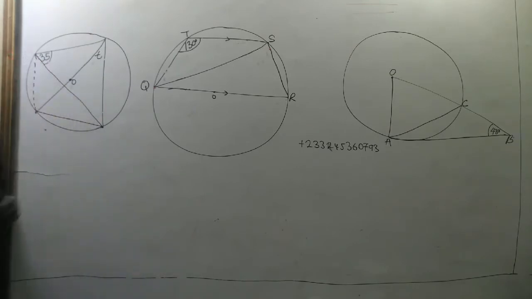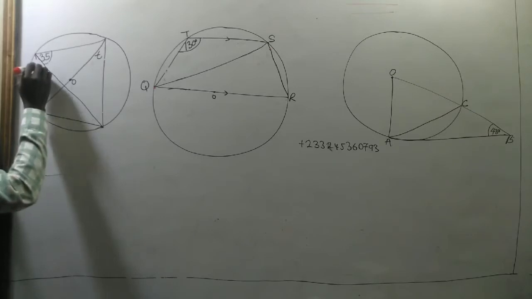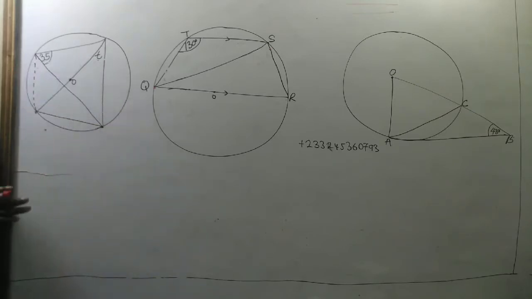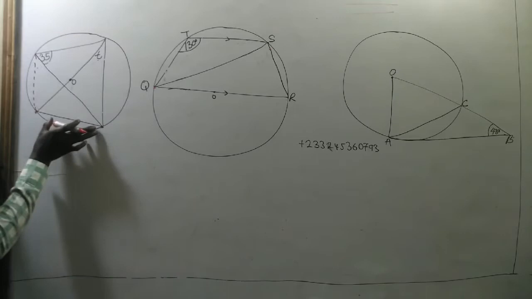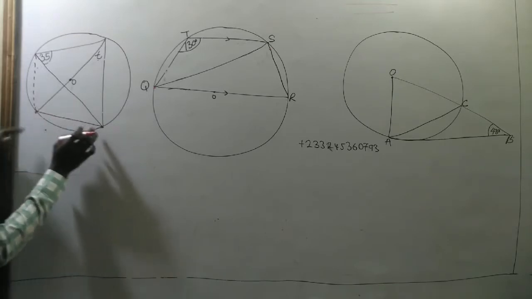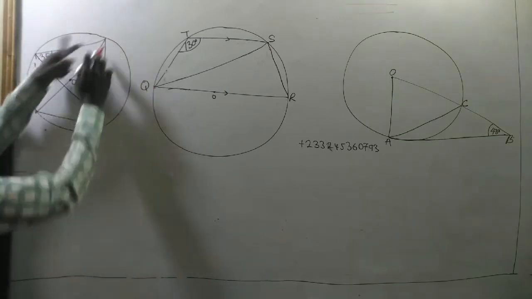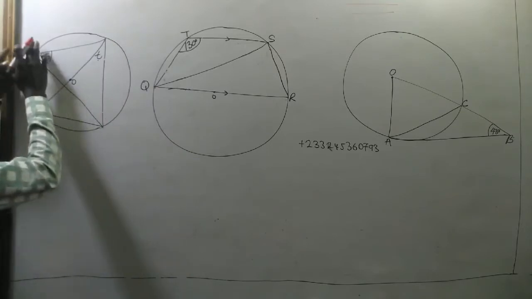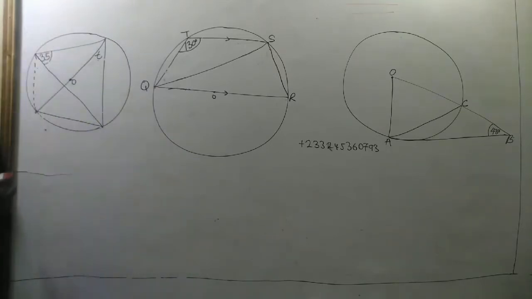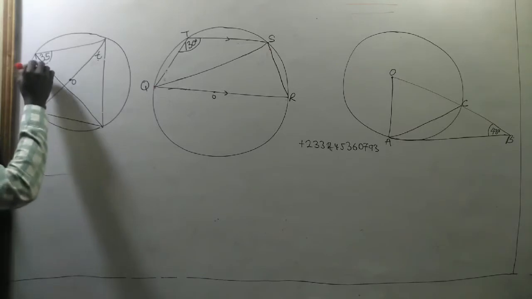Very simple as that. When we join it, this angle and this angle become what? The same, because they are from the same chord. This chord has formed this, and this one has formed this on the circumference in the same segment. So the angle here will also be T.